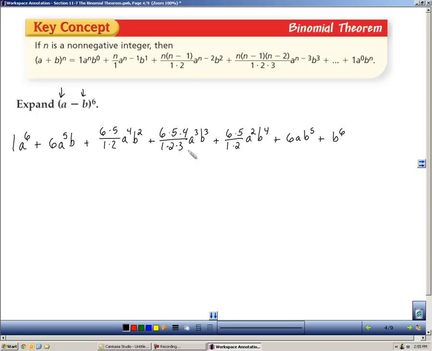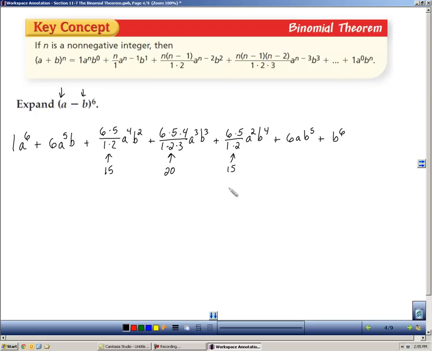Now, these values in the middle here, we can calculate what their values are. 6 times 5 is 30, divided by 2 is going to be a 15. So we know that this is going to be 15. We know this is going to be 30 times 4 is 120, divided by 6. So that's going to be a 20. And we know this is going to be a 15.